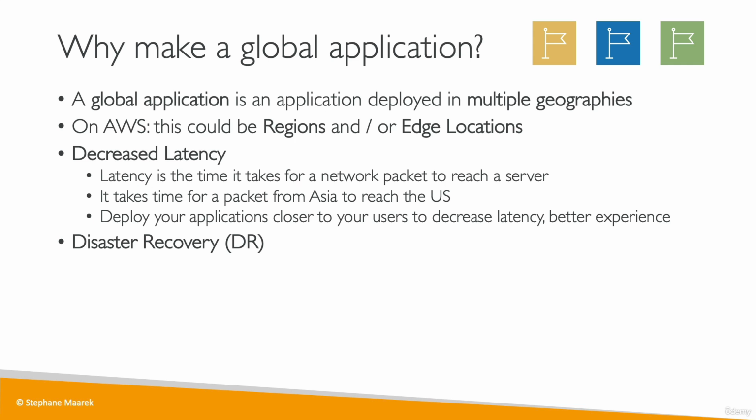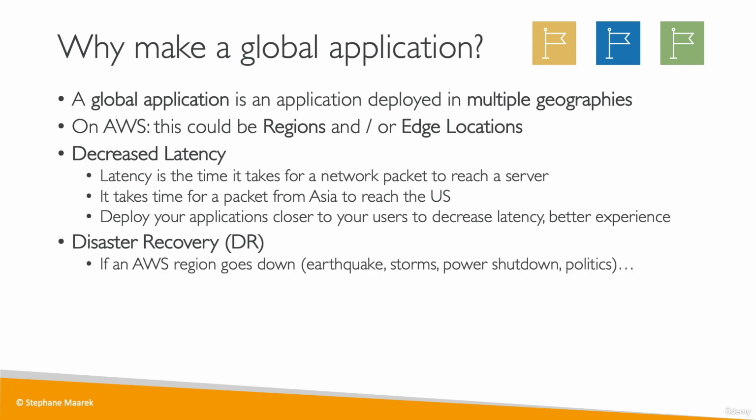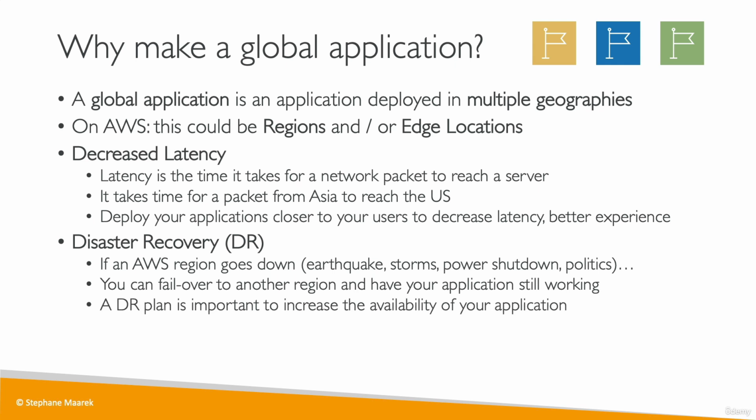So the idea is that you don't want to rely on only one data center or one region. For example, if an entire region goes down, this has never happened, but it may happen someday, because of an earthquake, a storm, a power shutdown, politics, whatever, then by having a disaster recovery strategy in place, you can fail over to another region and your application will still be working. So having a DR plan, a disaster recovery plan, is super important to increase the availability of your application.